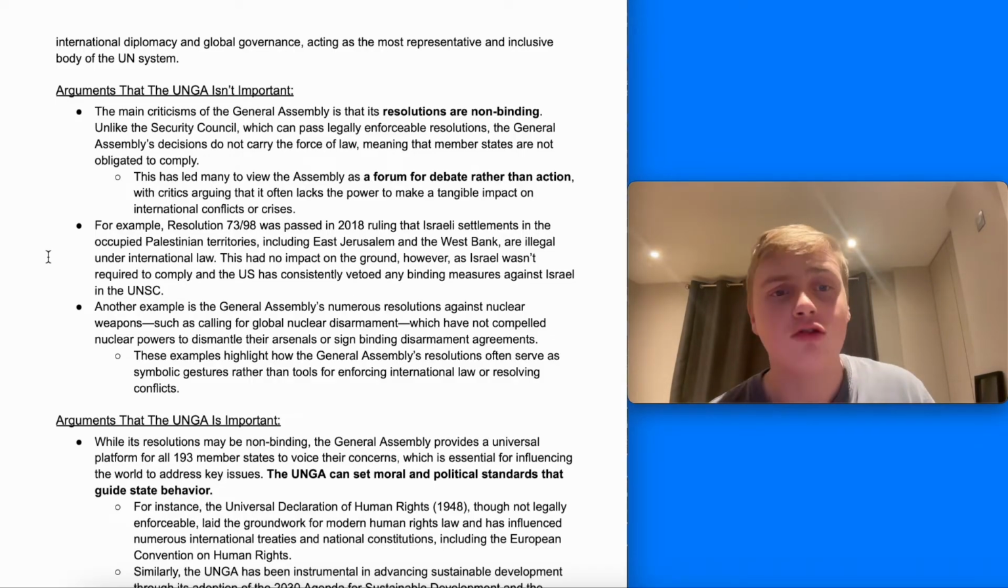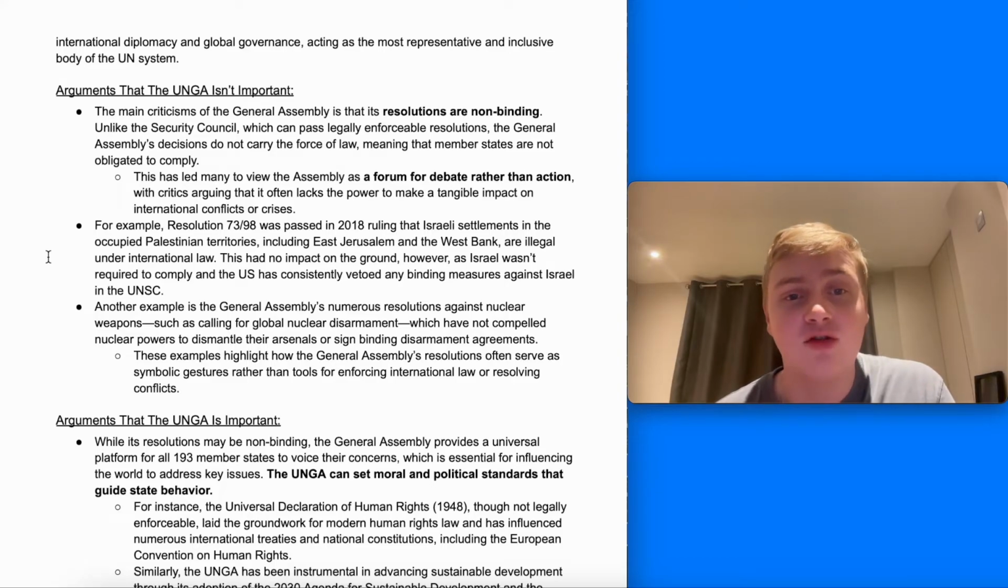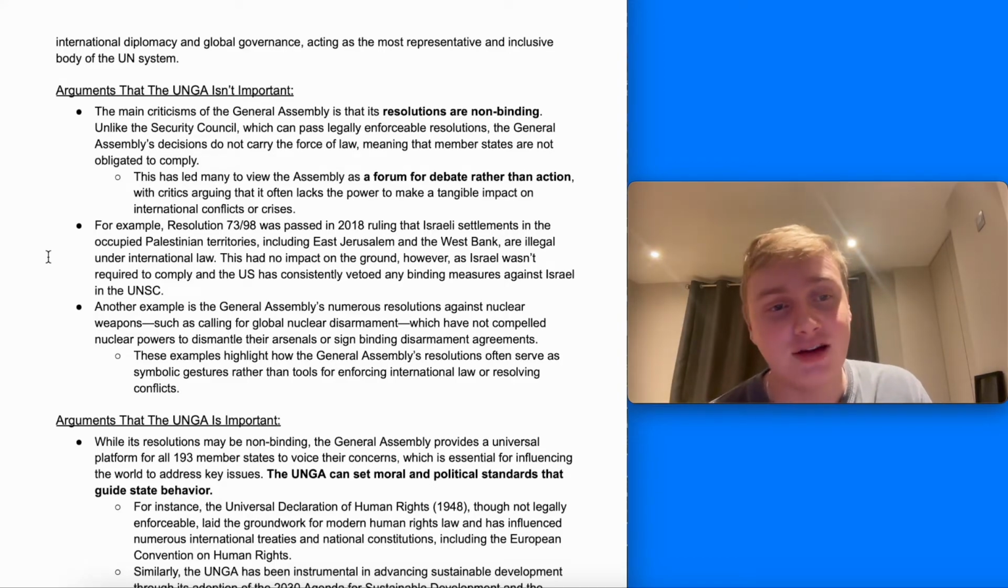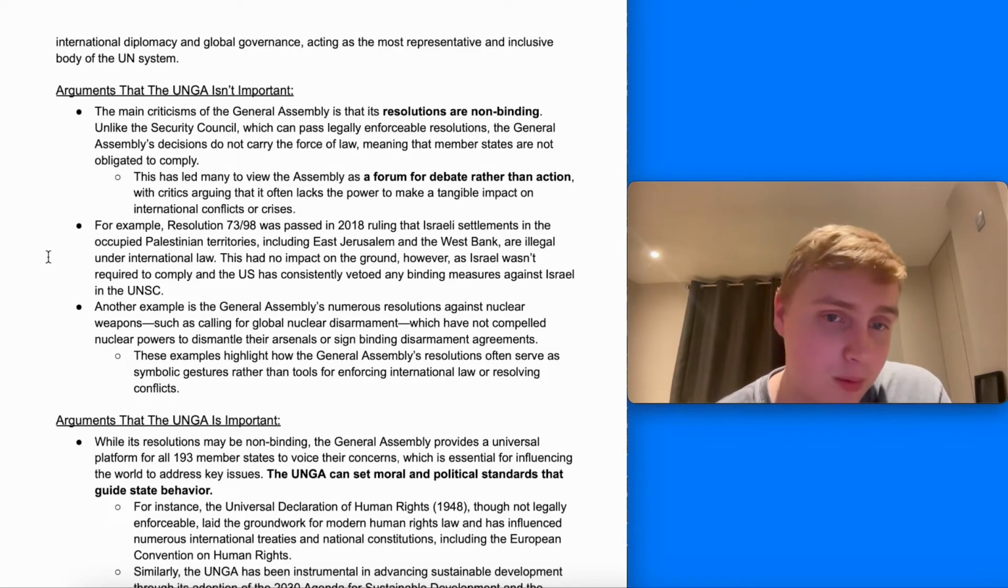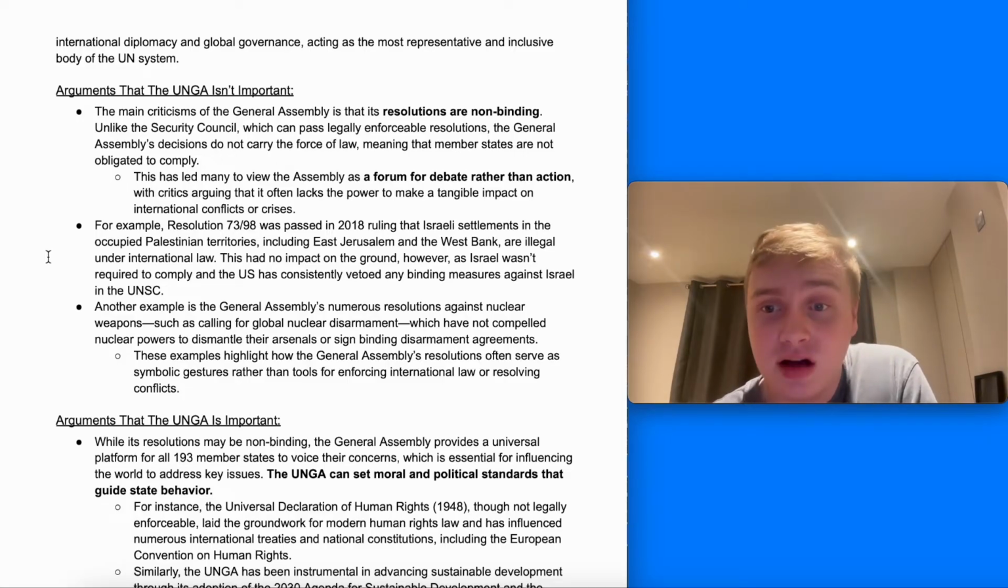For example, Resolution 73/98 was passed in 2018, ruling that Israeli settlements in the occupied Palestinian territories, including East Jerusalem and the West Bank, are illegal under international law. But this had no impact on the ground, as Israel wasn't required to comply. There was no military action as a result, which the UN Security Council could have authorised, obviously, if the US wouldn't always veto it.